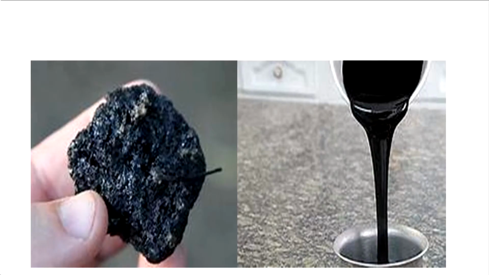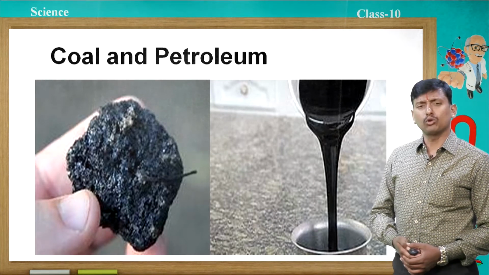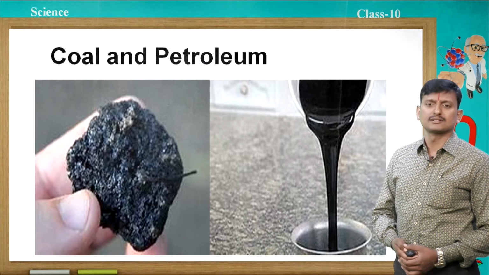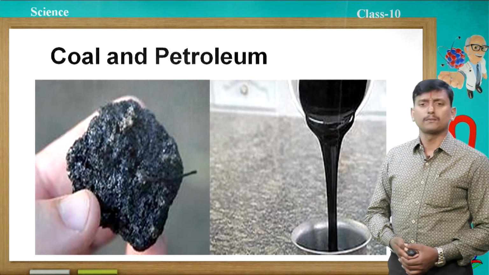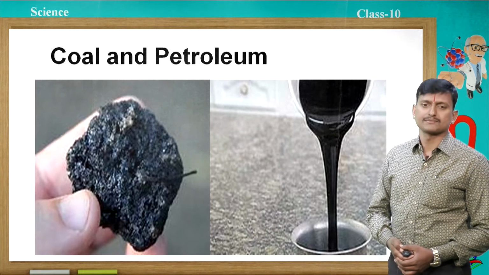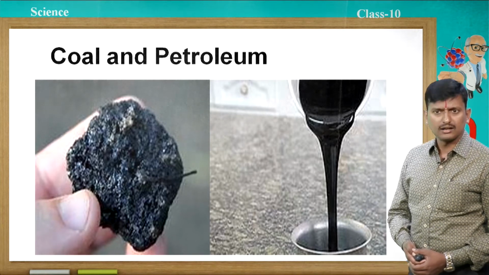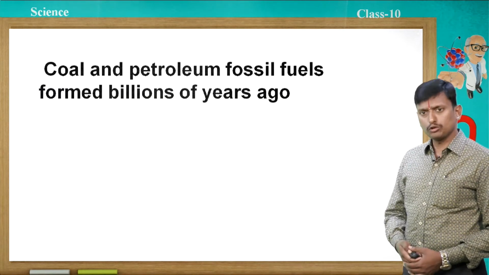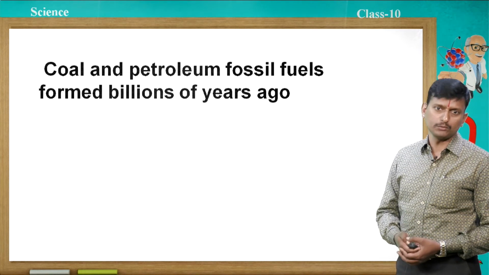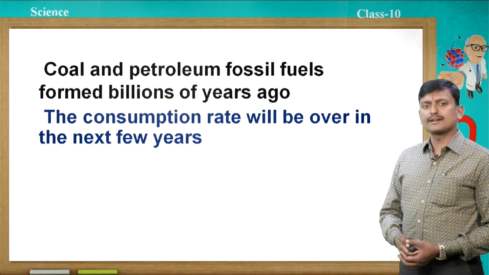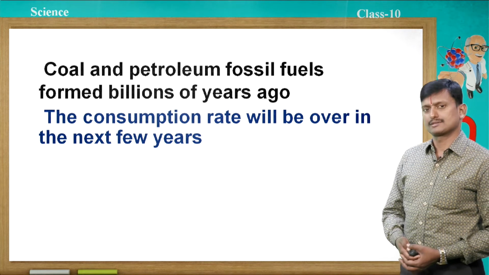Now let us discuss coal and petroleum. You know that coal and petroleum are called fossil fuels. They were formed billions of years ago, which is why they are called fossil fuels. Nowadays they are also decreasing in quantity. The rate of consumption means they will be over in the next few years.